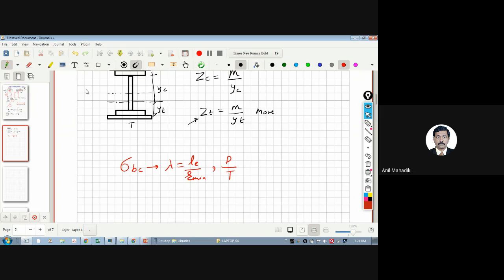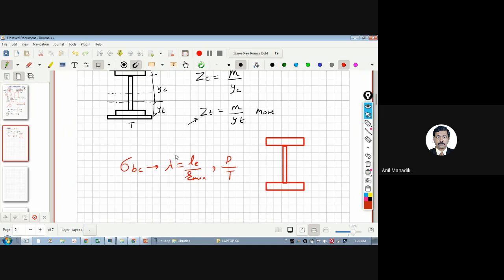So let me show you this. If this is your I section, for example, and this is your web, this is your I section.